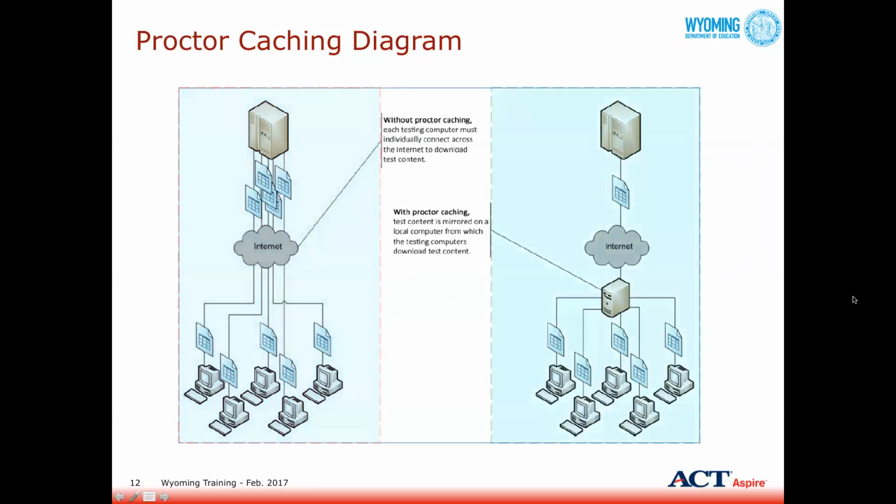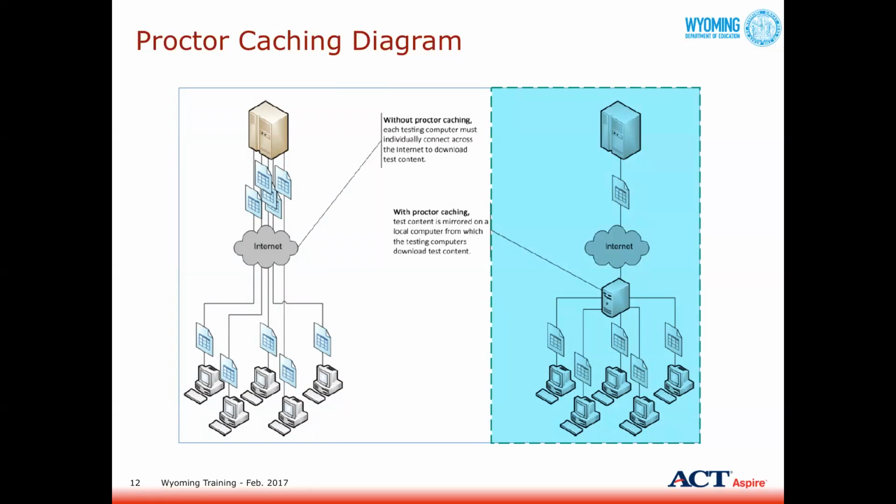It creates so many benefits, and I'll review these in steps. The first is, without the proctor caching server, every single student's device is going up through your local network, through the internet and your ISP provider to the ACT Aspire servers to get that test content. So it's many different packages requesting information, every single item, and then getting it back. There are a lot of different connection pieces that have to happen, and it's a large amount of data being sent and received.